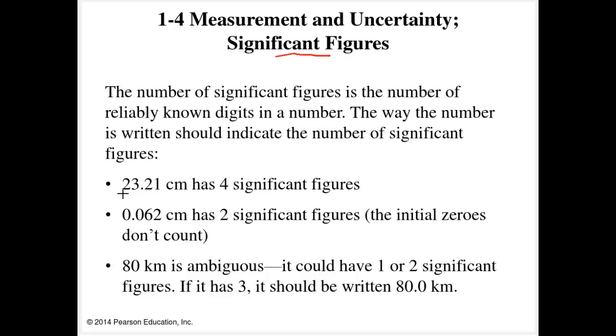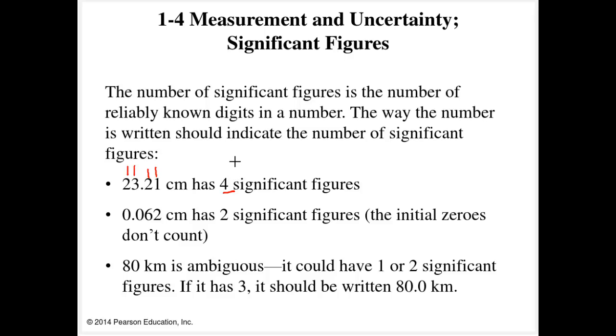If we take a look at this measurement right here, 23.21 centimeters, that says, okay, I know this measurement all the way out to the 100th place here. How I count significant figures is essentially how many digits I have, and the trick starts to come into play when we start talking about zeros. Starting off with this one, it's going to have 1, 2, 3, 4 significant figures.